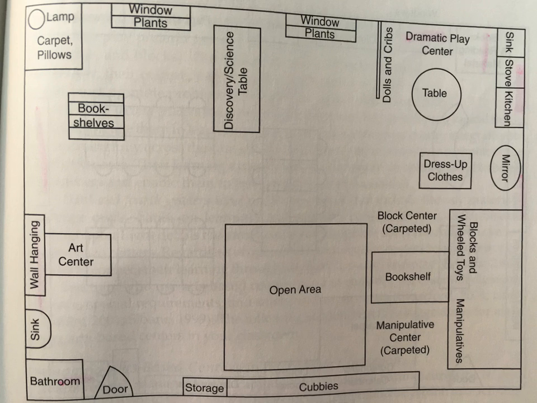You have windows and plants, which I love. You have lamps, which I think is a really important part of a classroom. In my classroom, I never used the overhead lamps or lights. I had lamps, and the blinds were always pulled all the way up to get in that natural light. There's plenty of storage. There's another bathroom. There's a sink on the outside of the bathroom so you can see them washing their hands. And then you have open areas and bookshelves, dress-up clothes, a mirror. Again, that's a toddler room.